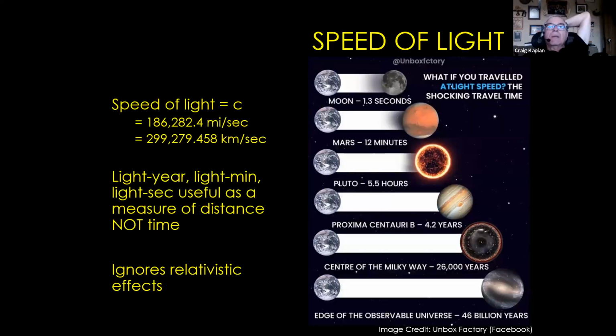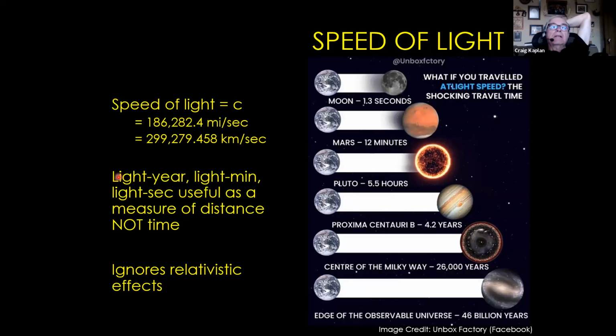So the speed of light, which is labeled as c, is 186,282.4 miles per second. Or an easier way to remember it is it's roughly 300,000 kilometers per second. And this is in a vacuum. So if it's going through denser media, it'll slow down some. But in a vacuum, these are the speeds of light.